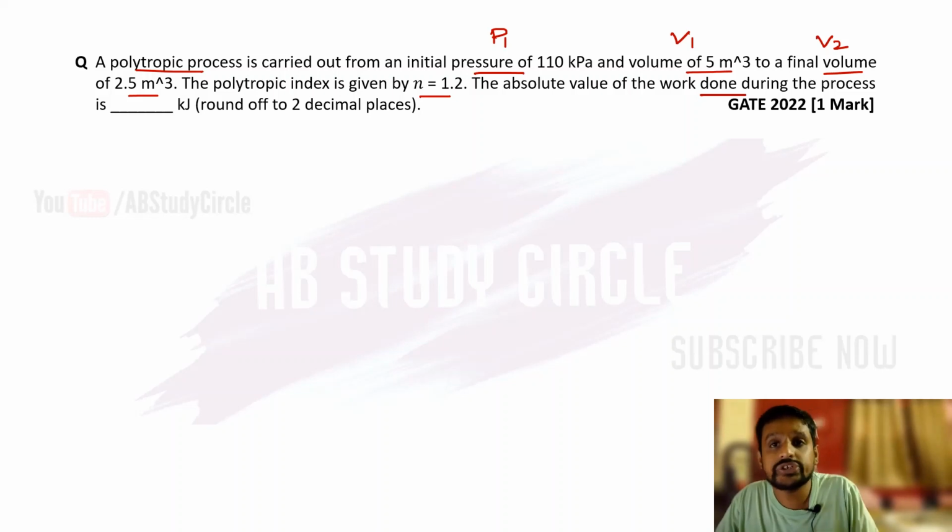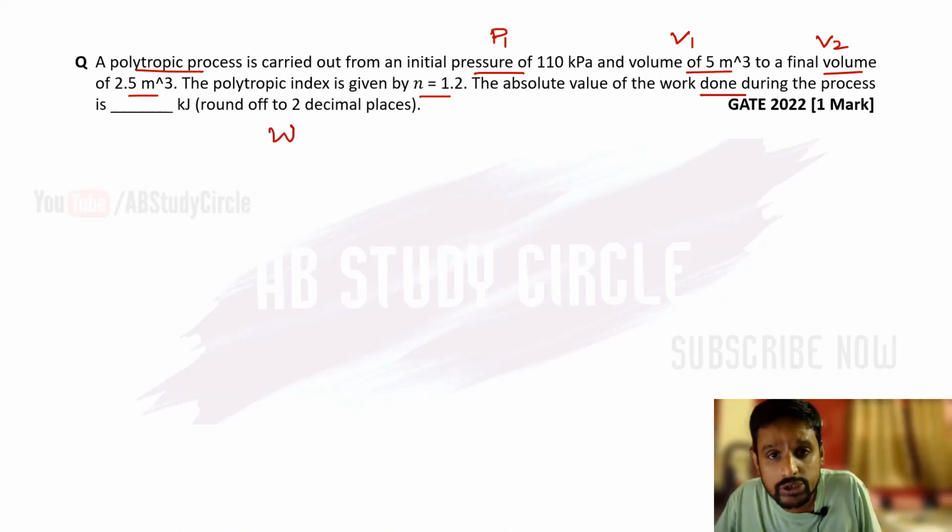Now, this question belongs to two important concepts. First, the polytropic law, and second, the work done for a polytropic process. And if you don't know about these two things, you can go to my previous videos and get the explanation from there. Okay, let's start with the question.